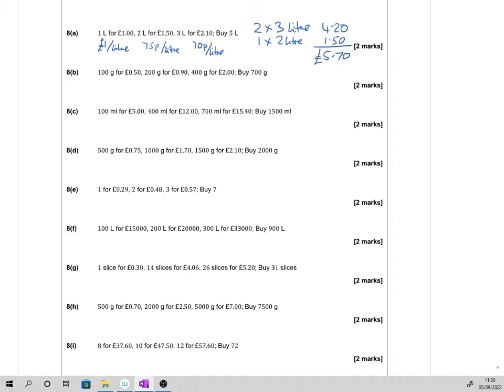Right, gotta buy 700 grams. So that is 50p per 100 gram. This is 45p per 100 gram. And this is 50p per 100 gram. You've got to buy 700 grams. This is the cheapest way.